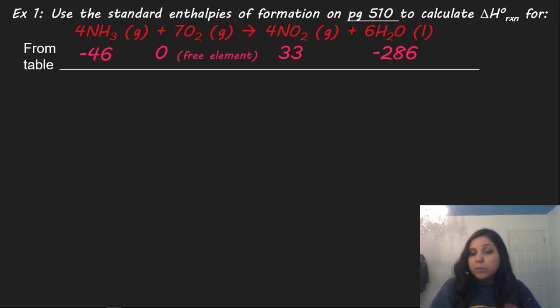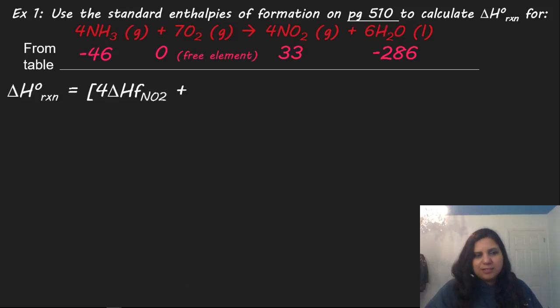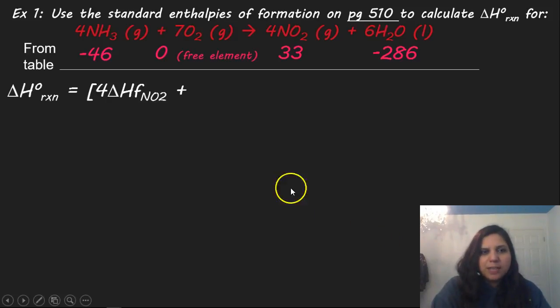Okay, then we're just going to take that equation, delta H is equal to the sum of the products minus the sum of the reactants. Kind of simplified that, but it looks like this. So delta H is going to be 4 times, so remember I start with the product side. Be careful that you're not going in order of the reaction. It's products minus reactants. Okay, so it's 4 times the enthalpy of formation of NO2.